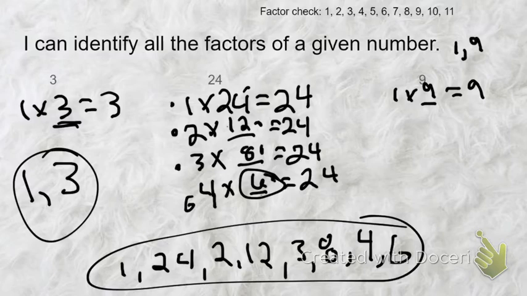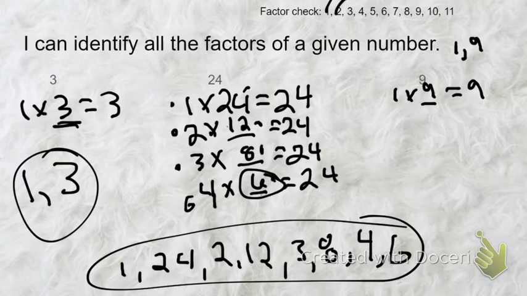And then, okay, 2. Can I multiply something by 2 to get 9? No, right? Because 9 is not even, so it doesn't work. So I'm going to cross that 2 out. And even numbers are numbers that end in a 0, a 2, 4, 6, 8. Okay?